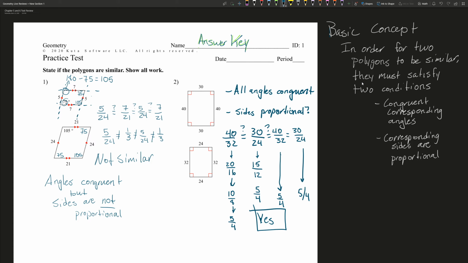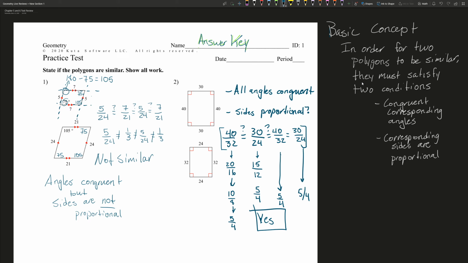Did the same thing for number 2. All these angles are right angles, so they're all congruent. And the next thing we need to do is check if the sides are proportional. So 40 corresponds to 32, so 40 over 32 is equal to 30 corresponds to 24, is equal to 40 corresponds to 32, is equal to 30 corresponds to 24. And all of these fractions are equal, so they are similar.